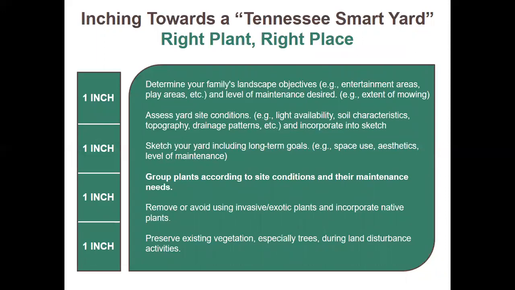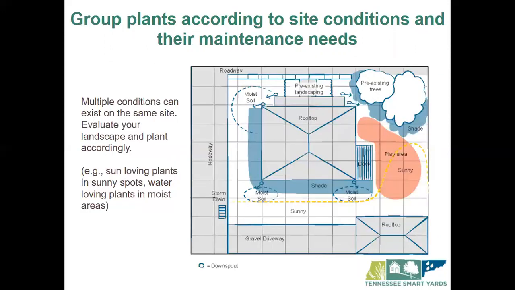The next inch is group plants according to their site conditions and their level of maintenance. When we look at this, most people, when they ask for landscape plants or landscape designs, they never say, I want a high maintenance landscape. They want a low maintenance landscape. But there is not any zero maintenance landscape. All landscapes are going to have some type of maintenance over time, whether it's mulching, pulling a weed, or doing some general pruning on top of some of these shrubs and trees. So all landscapes have to have some type of maintenance plan.